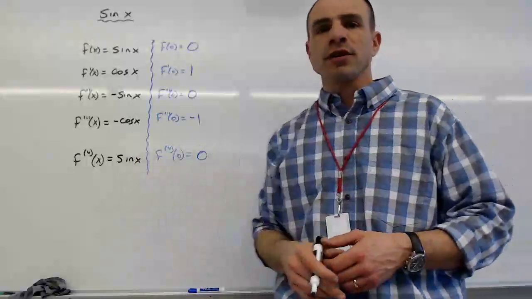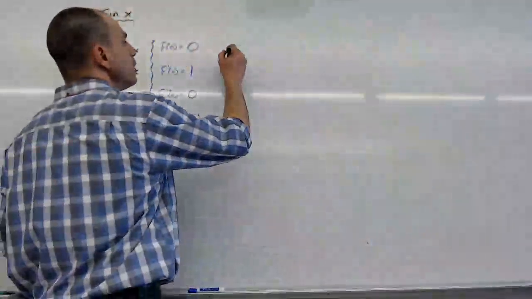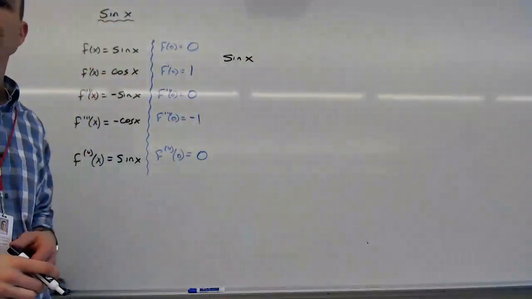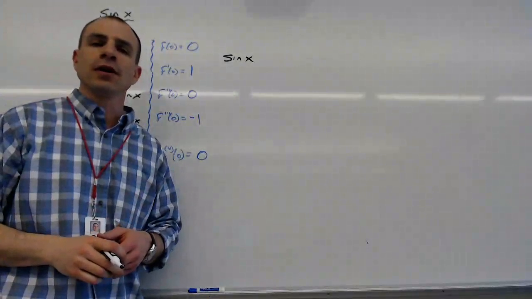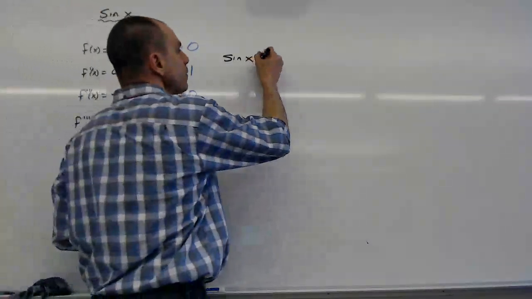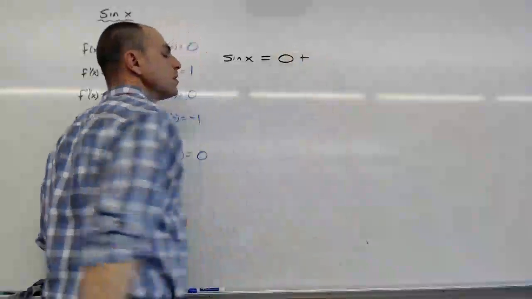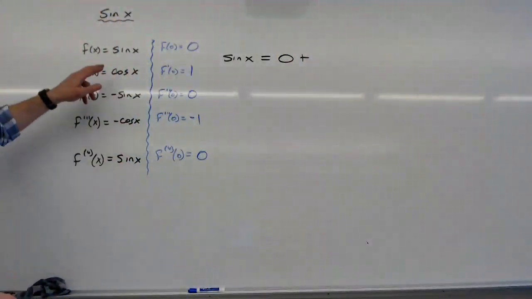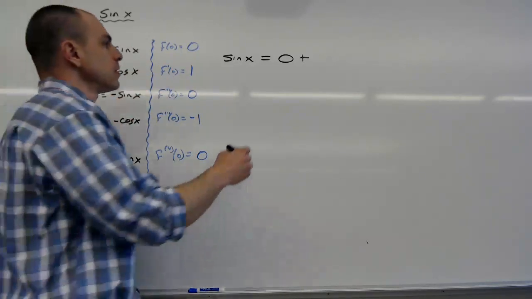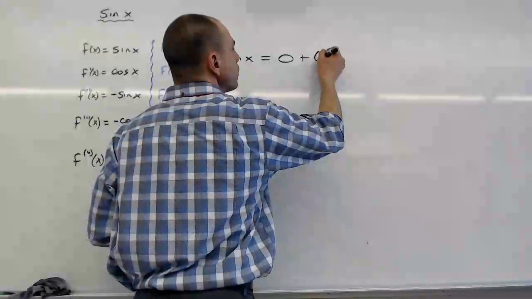Let's build our series. Sine of x equals, we're going to write this the long way out, and then we're going to simplify it to the short way that you're looking to memorize. All right. So we start with f of 0, which is 0. So the sine of x is equal to 0 plus. Now we go to our first term. All right. So we have f prime of 0 times x. So we have 1 times x.